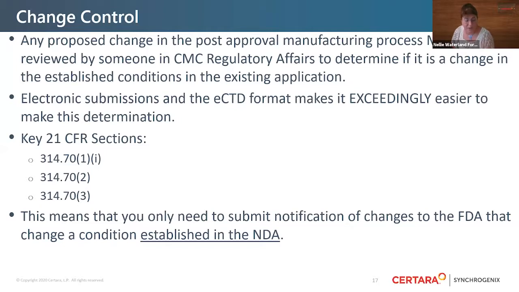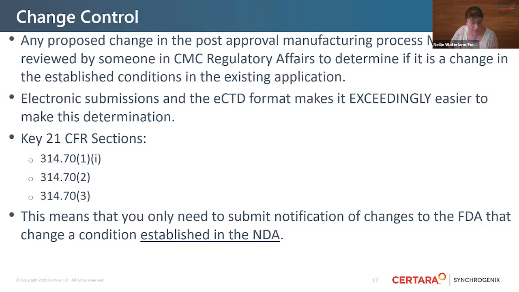All right, I'm sorry, in 314.70(a)(2), the holder of an approved application under section 505 of the Act must assess the effects of the change before distributing the drug product made with a manufacturing change. That is regardless of whether the information is contained in the NDA. You still have to assess the effects of the change before you can distribute any product.